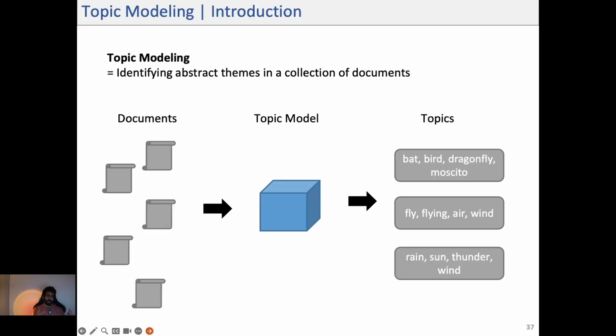For example, one topic might include words like bat, bird, dragonfly, mosquito, all related to flying creatures. Another one might be fly, flying, air, wind, which focuses on the actual act of flying. And yet another could be rain, sun, thunder, wind, which is clearly linked to weather. Those word groups give us insights into the latent themes present in the text corpus without requiring prior labels or supervision.